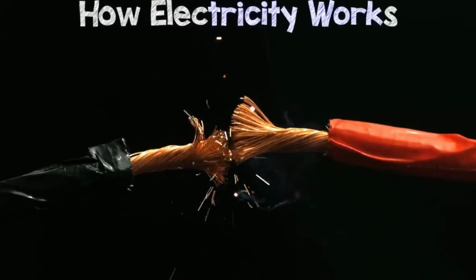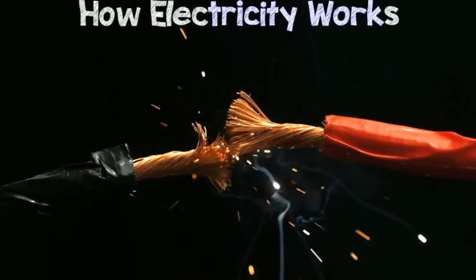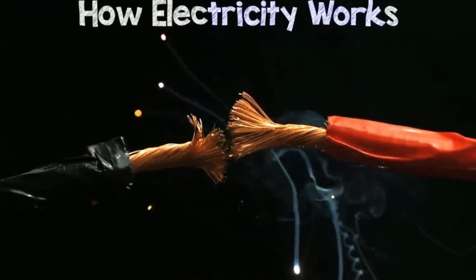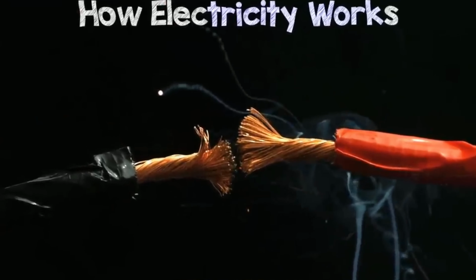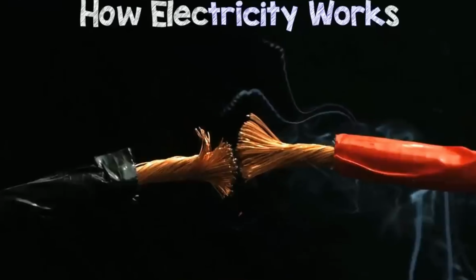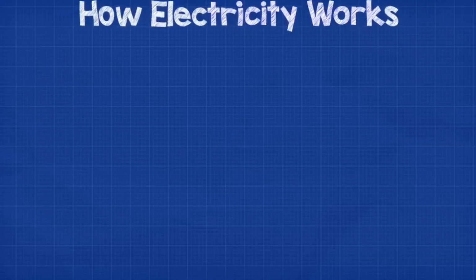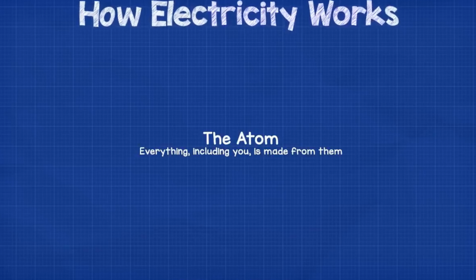In this video, we are going to be looking at how electricity works. Now, this is pretty essential knowledge for any engineer, so we'll run through the basic parts of what you need to know. So let's start at the very basics, and for that we need to take a look at the atom. Everything, including you, is made from atoms. All the materials we use are made from atoms. The materials are just different because the construction of their atoms are slightly different.